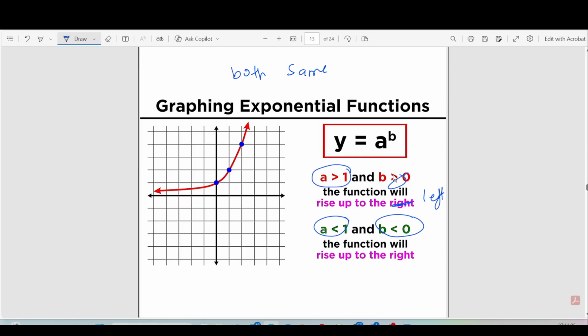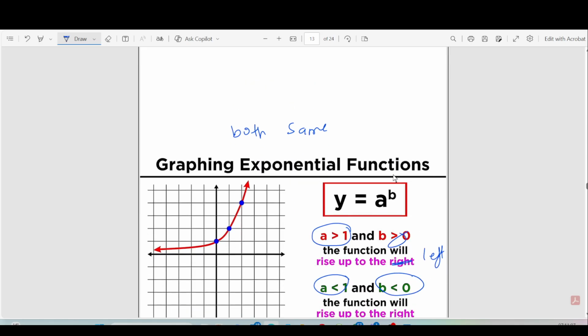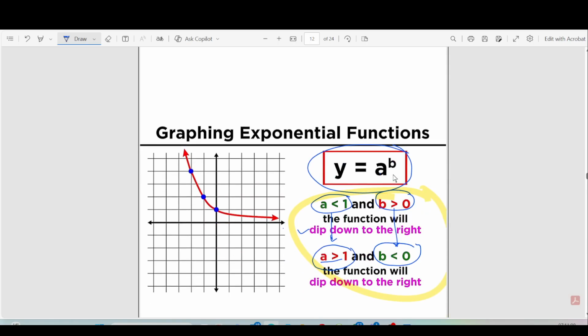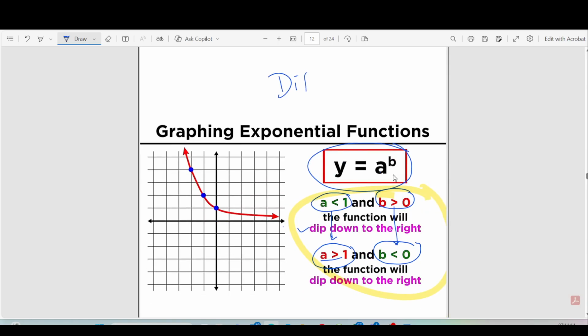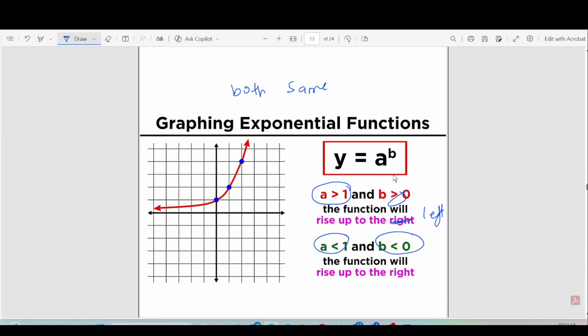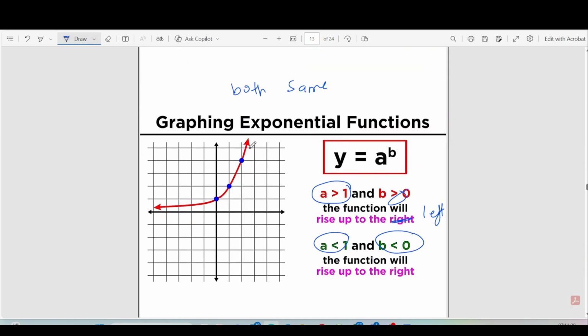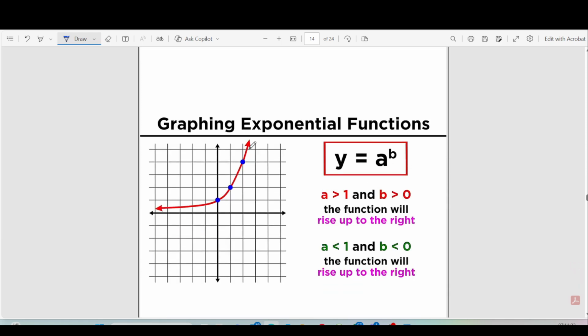Yes, exactly, decay. And if it's both the same, it's positive. Here both are different, right? One is less than, the other is greater than. So it's going like this. And if both are the same, then it goes like this.